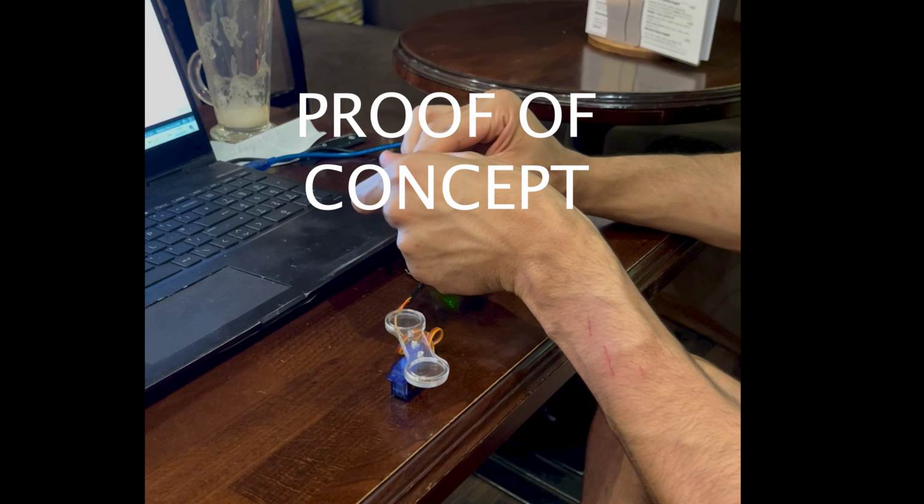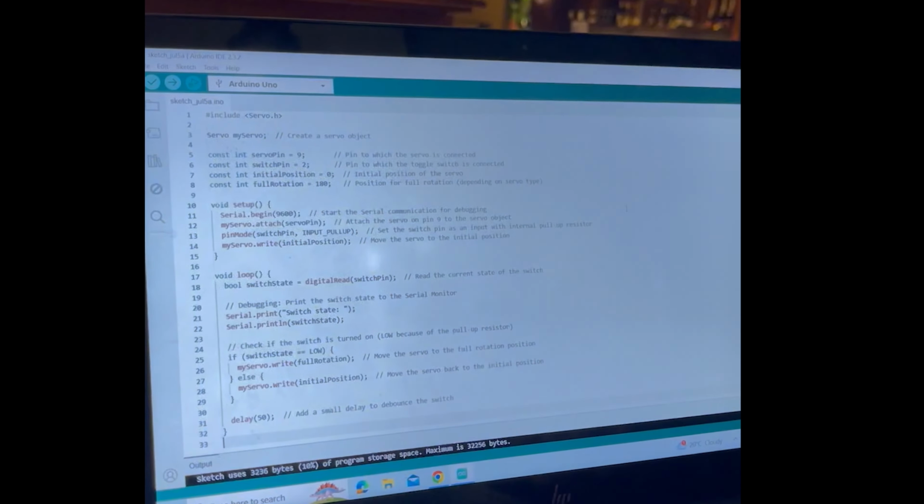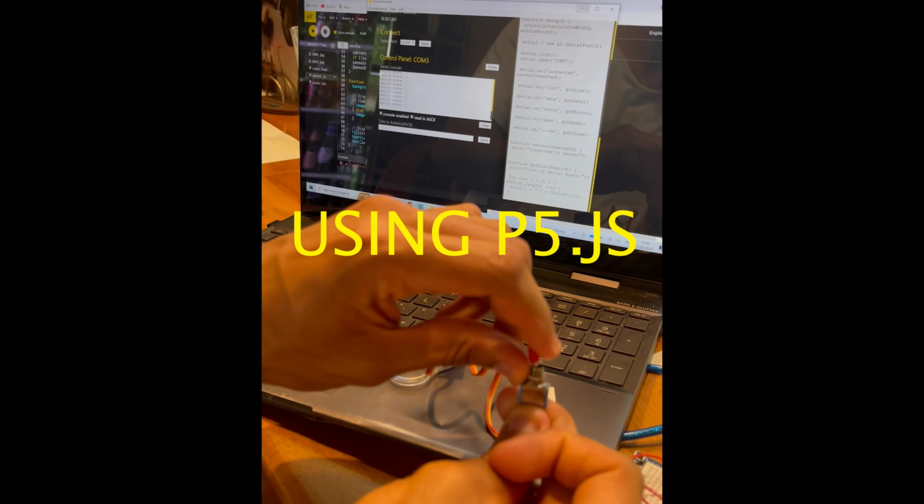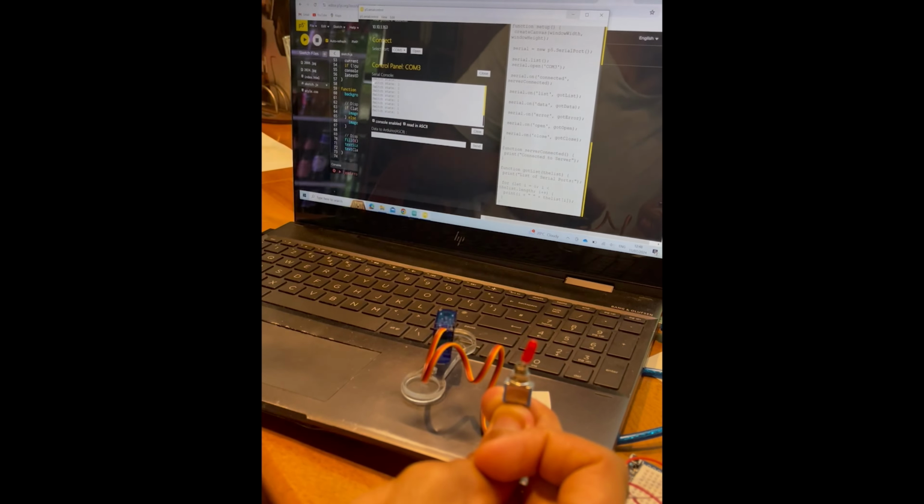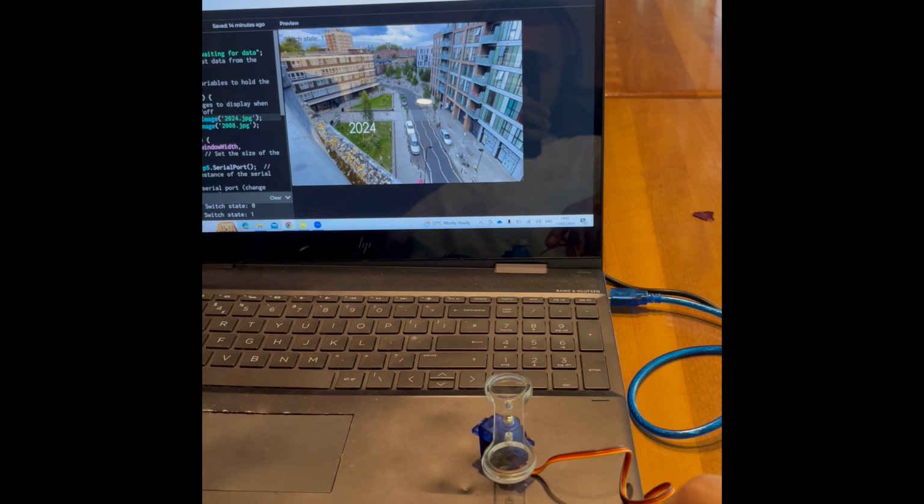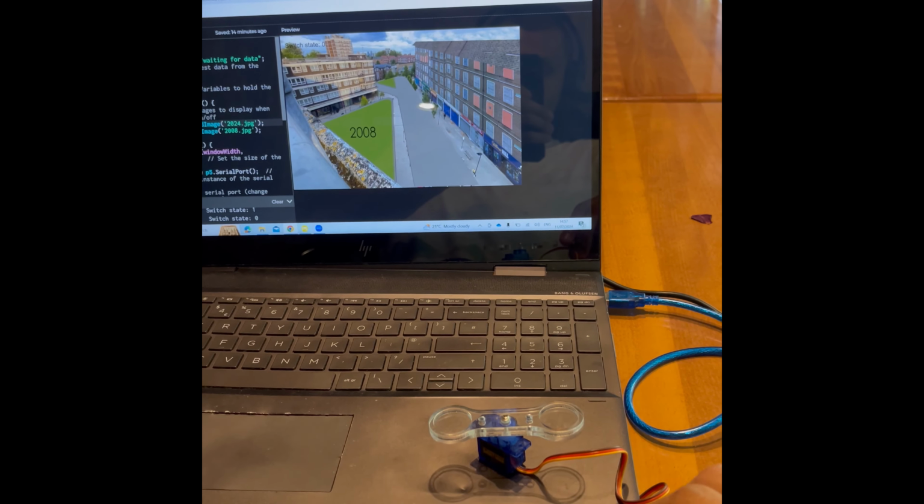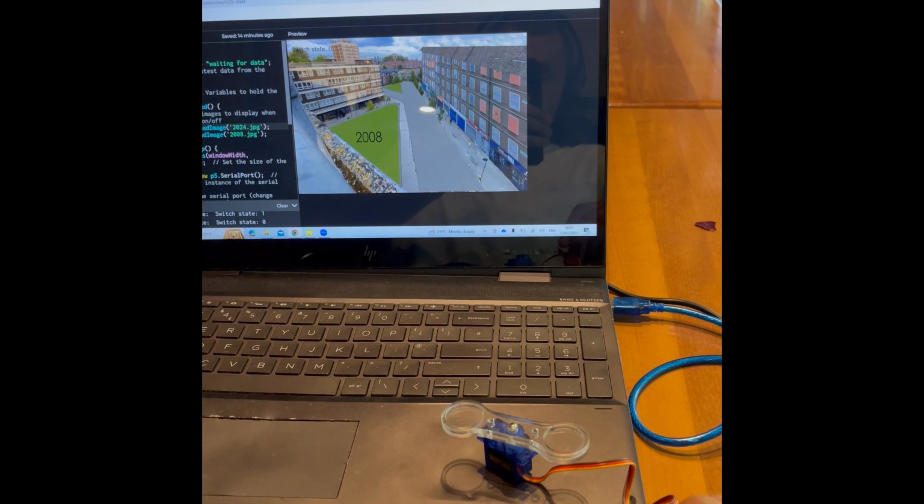We now begin validating the concept through Arduino, where we used a servo motor with a switch, which would be used to change the projections from old to new. This was then used on P5.js through serial communication to control the state of the servo and show a video based on the state. This was the basic concept proved, as this could essentially be projected onto a model and can be changed by pressing the switch.